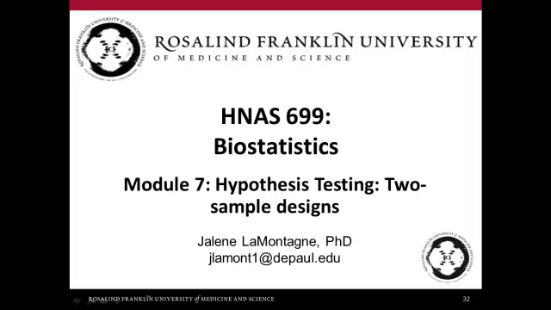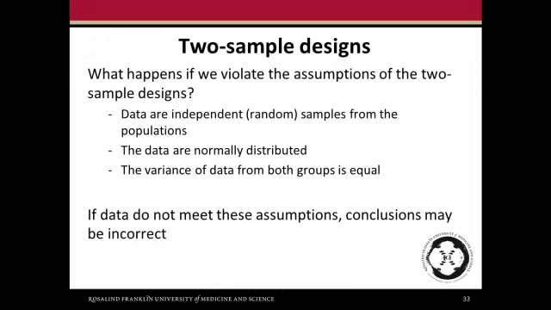Welcome to another mini lecture on Module 7 looking at two sample designs. So the two sample designs that we've been looking at so far have the assumptions that the data from the populations are normally distributed. Other assumptions that exist are that data are independent random samples from the population and the variance of data from both groups is equal.